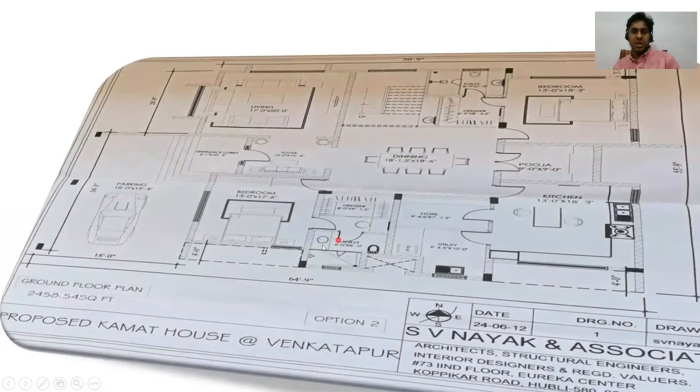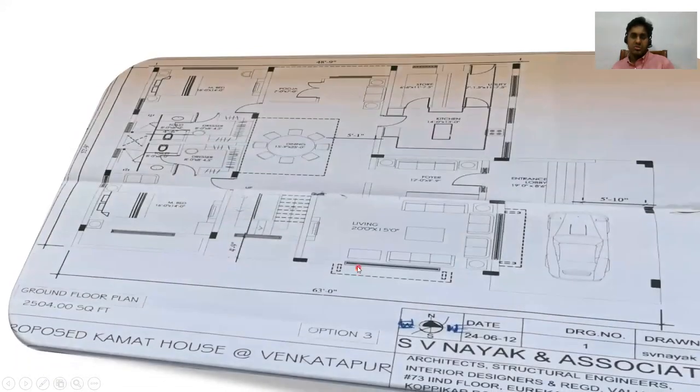Similarly, I'm going to give you another option. You can see here it's option 2. Again, you make an entry from here. You have a foyer here, a living room here, then a bedroom here, and a dresser for this particular bedroom. You have a dining here. The staircase is given here. You have a dresser here, and then a toilet here. Here you have a bedroom, a puja room here, a kitchen here. So this is option 2.